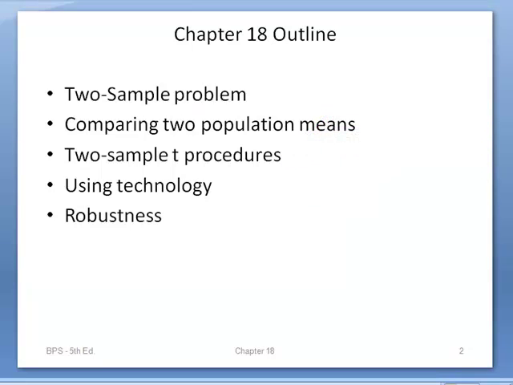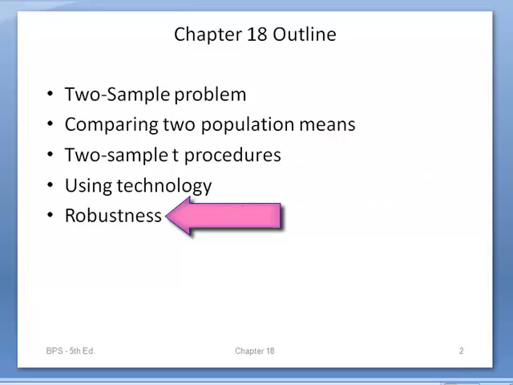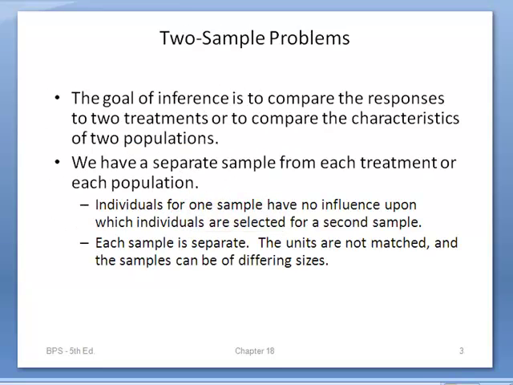So that will lead us to the two-sample T procedures. We'll show how you use technology and then the robustness of these T procedures. Now, the goal of inference about these two-sample means is to compare the responses of two treatments or to compare the characteristics of two populations. We'll have two separate samples for each treatment or each population.